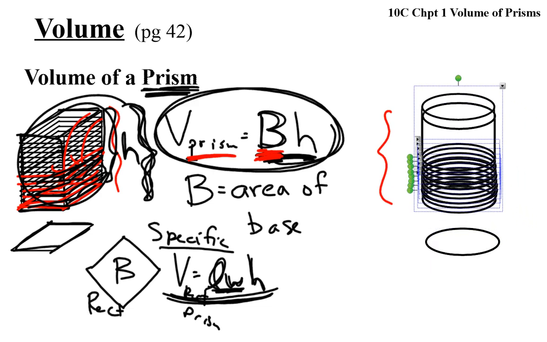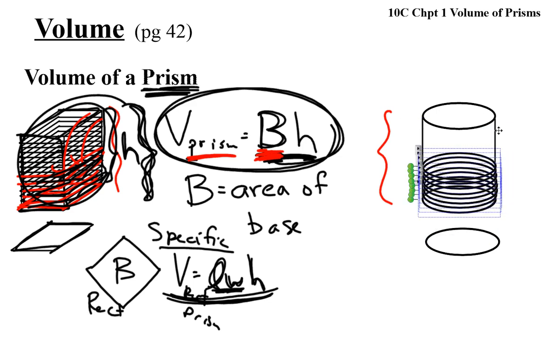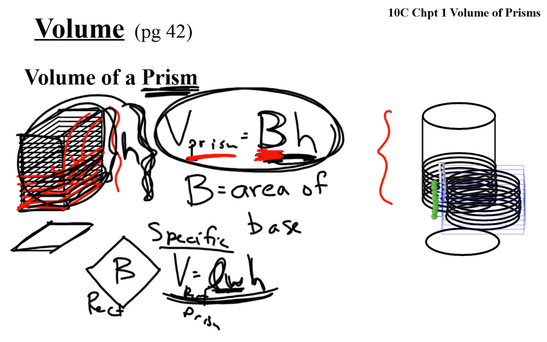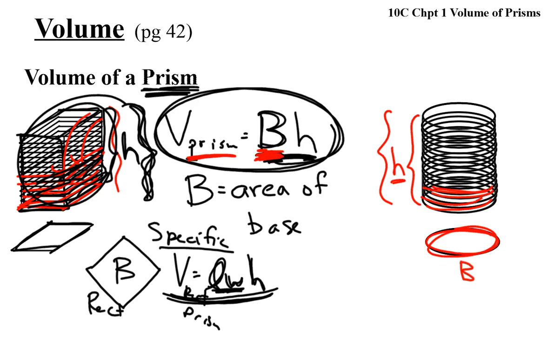So we can take that 2-dimensional round base, and when we stack it enough, this initial base, which is a circle, stacked enough times, we multiply that circle by the height. Area of the base times the height of the prism. So every prism starts as big BH.